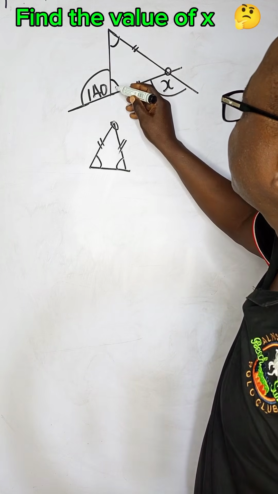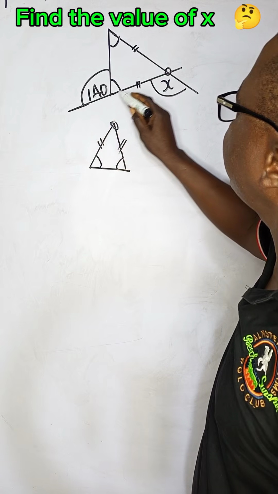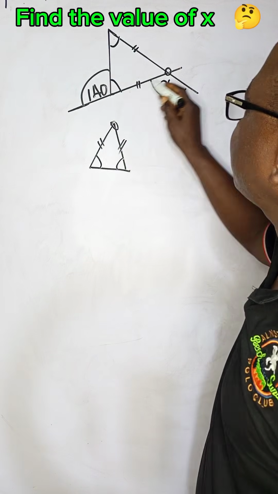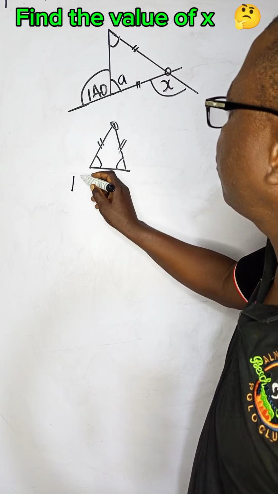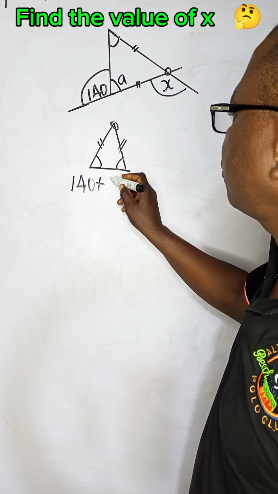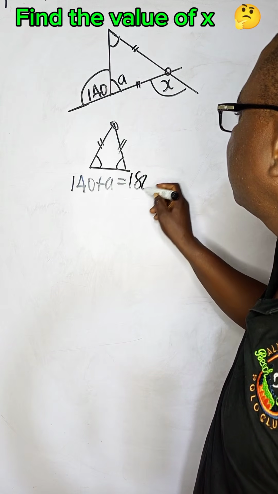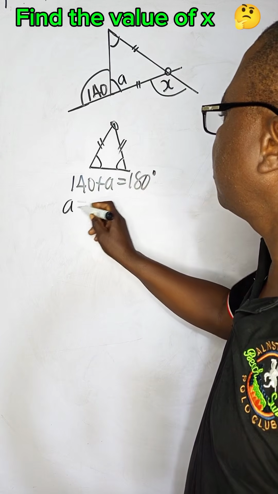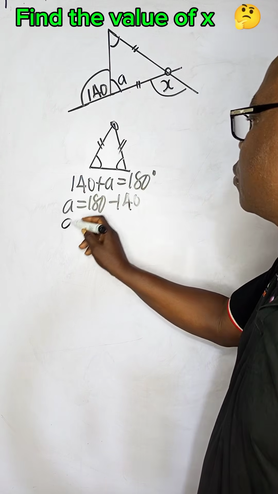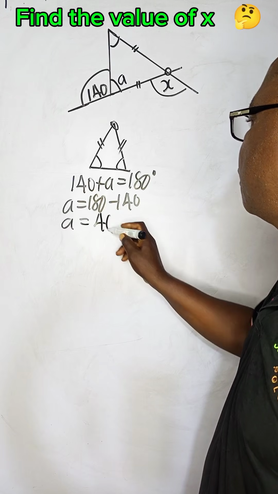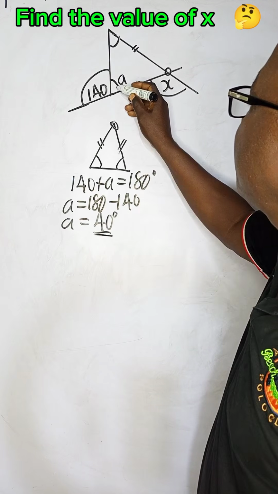How do we get this angle? We look at this line. Angles on a straight line sum up to 180 degrees. So if we call this angle A, then we expect 140 plus A to give us 180 degrees. So A will be equal to 180 minus 140. So the value of A is just 40 degrees. So this angle is 40 degrees.